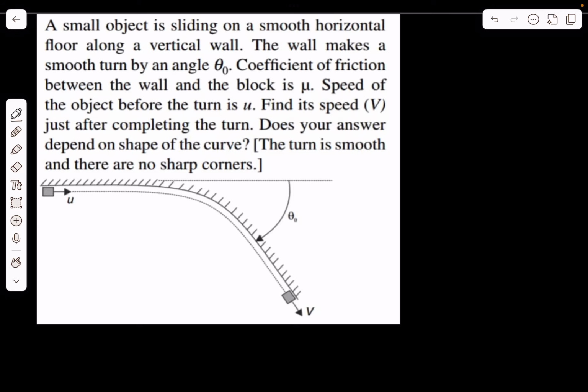This is a problem from the chapter work, power, energy. Let's read through the problem once. A small object is sliding on a smooth horizontal floor. Actually, this diagram is the top view.